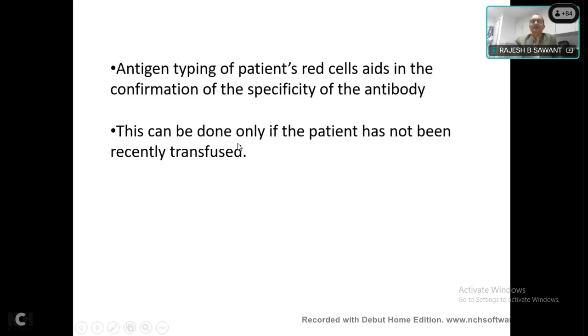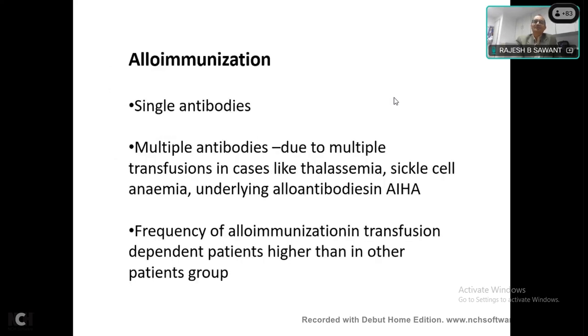So basically, apart from that, we can also do antigen typing of the patient's red cells. So suppose you have detected an anti-E antibody, then the final proof of principle is that you should also be able to demonstrate that the patient's own red cells are lacking the E antigen, because the patient will be able to produce an alloantibody towards an antigen that is lacking on their own red cells, right? So that is the final confirmation that we do in the laboratory.